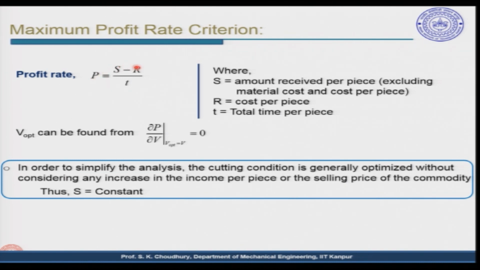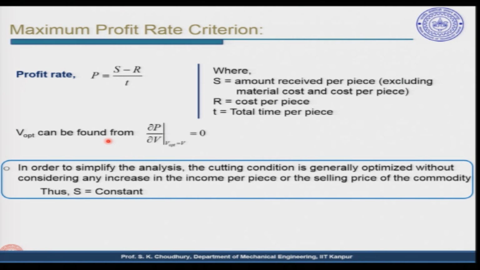Now, the R we have found out. This is the cost per piece. We found out the total time per piece, and let us say S is constant for simplicity, meaning that the selling price is not fluctuating. For the constant S, knowing the R which we have derived earlier and knowing the value of the T which also we have derived earlier, we take the first derivative of this equation and equalize it to 0, and we will get the value of the V optimum. Again, with this value of the V optimum we cannot satisfy the other two criteria, but it will be unique for this criteria, that is for maximum profit rate.